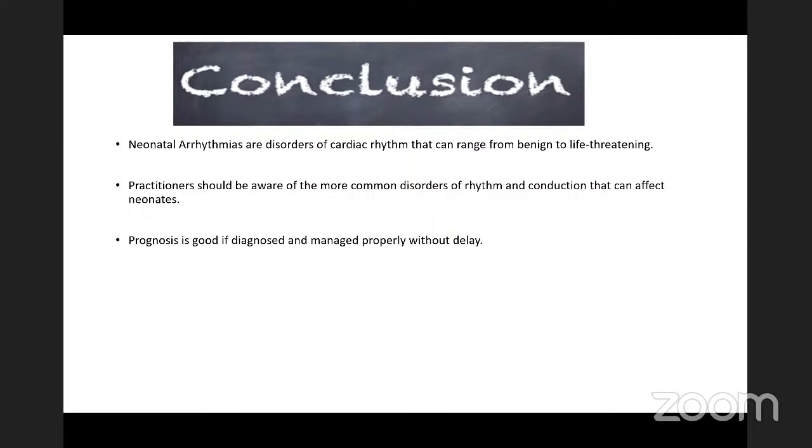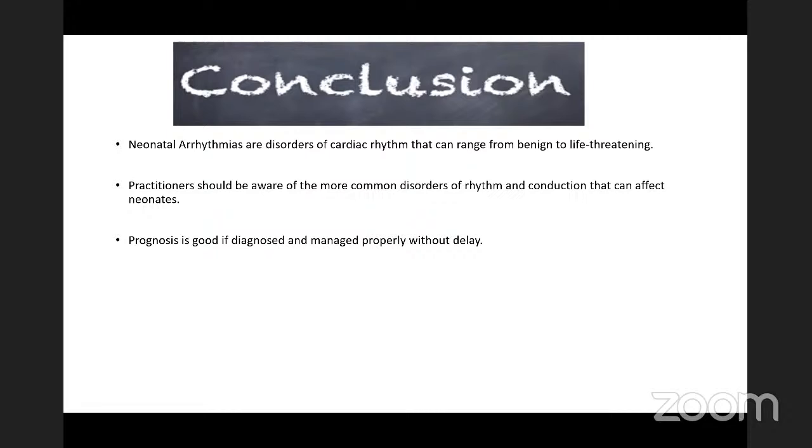I have one question. Usually with prolonged QT interval, there may be some association with hypocalcemia, such as in DiGeorge syndrome. What do you have to say for that?